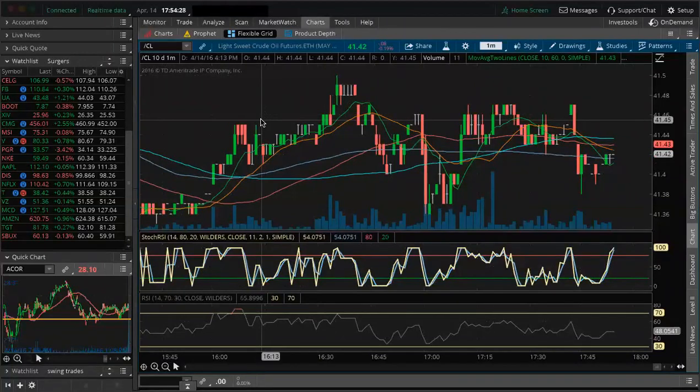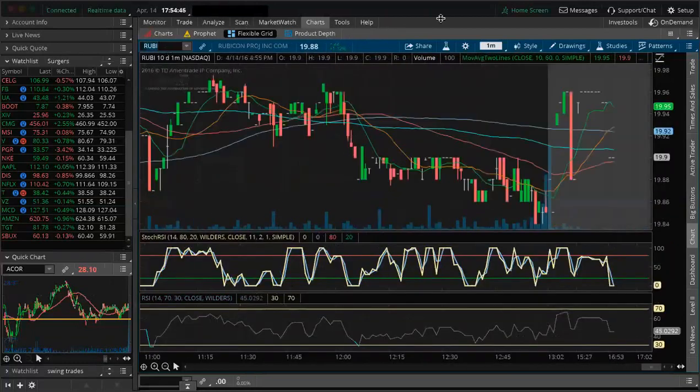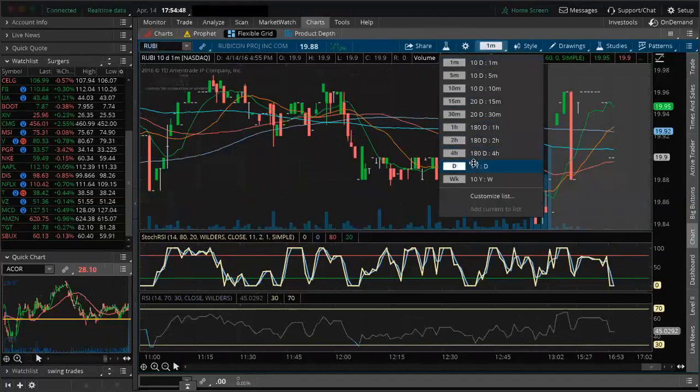Okay. Now we're going to dive into this. You can watch for the perfect storm. I saw one earlier. I got Ruby right here. You get some really good looking stuff.